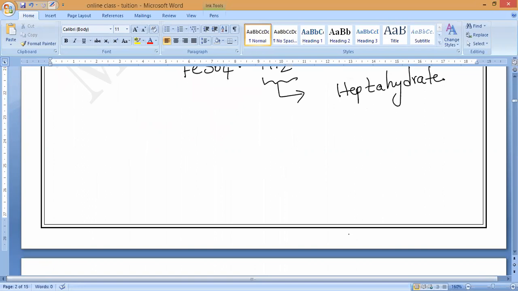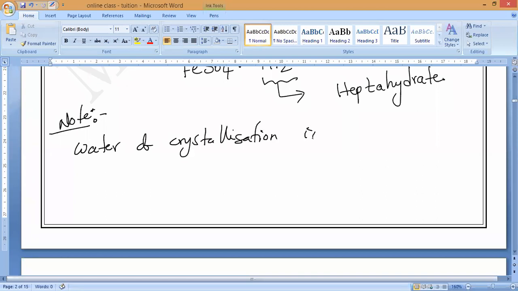If you observe here, it should be noted that water of crystallization is just a part of the crystal structure. Very, very important. All of you keep note and write: water of crystallization is a part of the crystal structure.